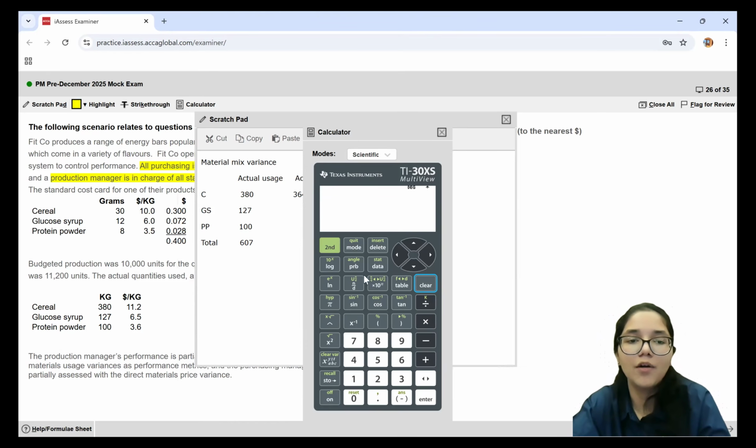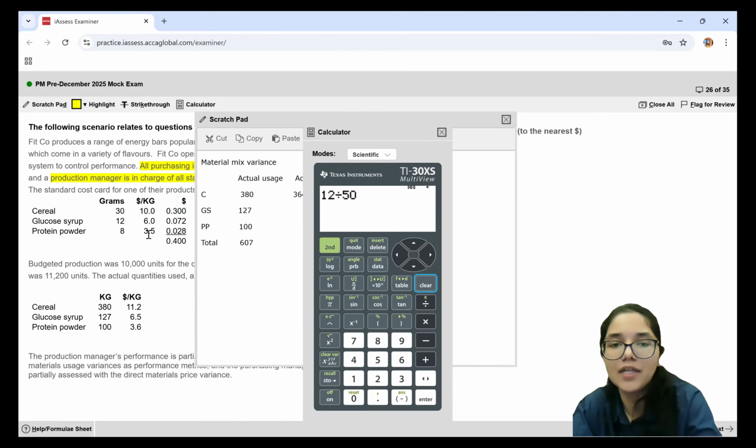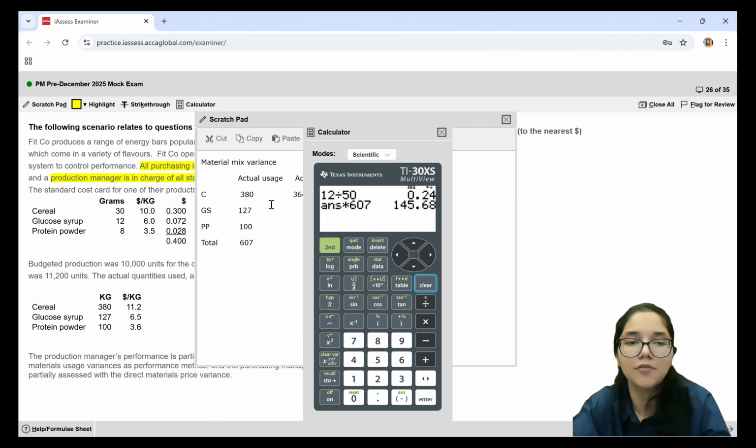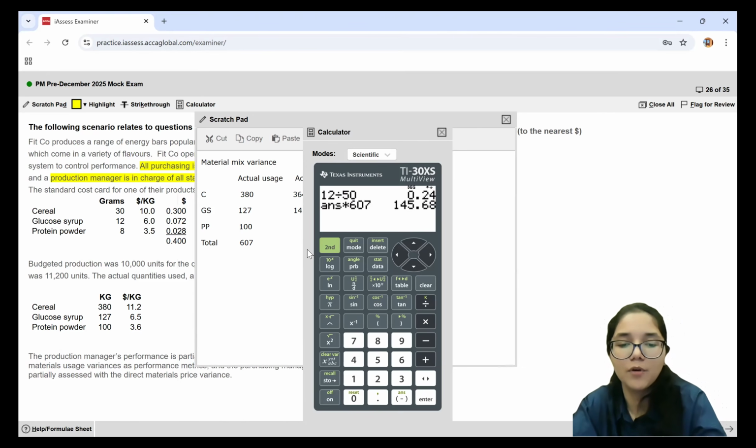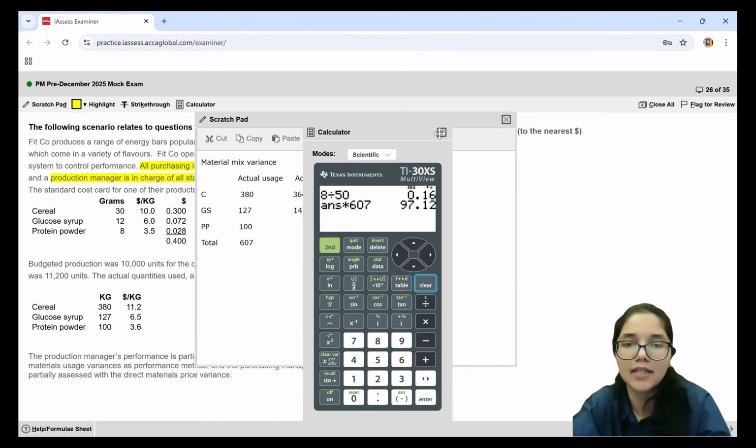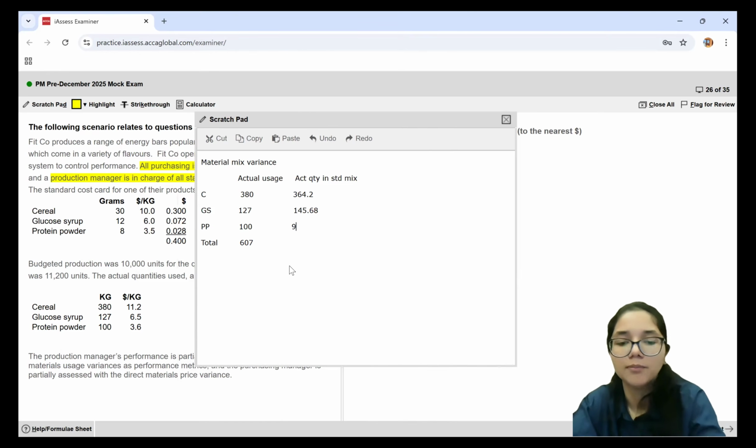Then if I talk about my glucose syrup, the proportion has to be 12 over 50, and out of 607 kgs, this should have been 145.68. And when it comes towards my protein powder, it should have been 8 over 50 parts multiplied by my actual usage of 607 kgs, which is 97.12.